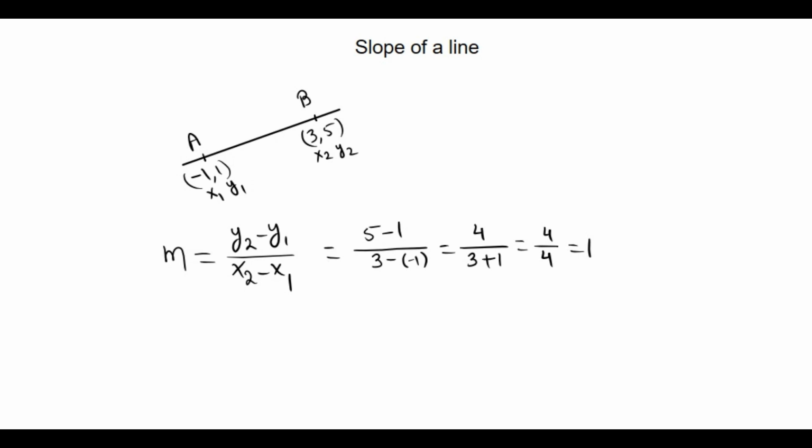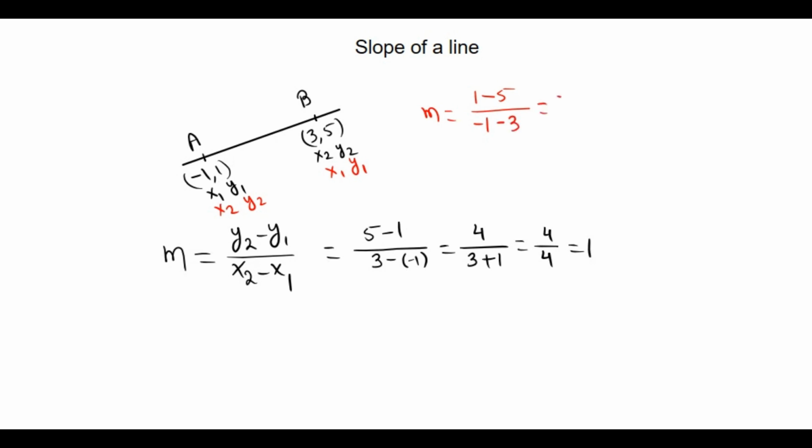Now let's see what happens if we assume that A was x2, y2. So if A is x2, y2, and I will assume that B is x1, y1, then the slope would be y2 minus y1. y2 is 1 and y1 is 5. x2 is minus 1 and x1 is 3.